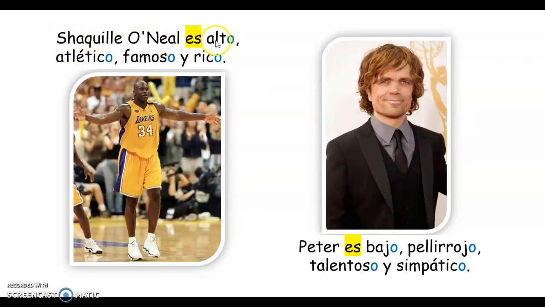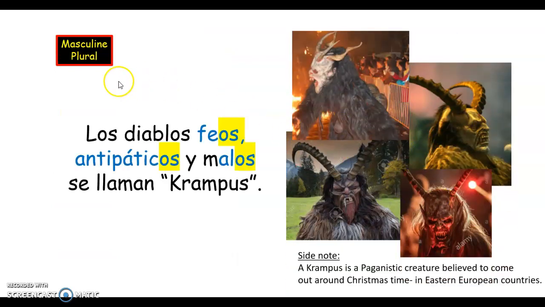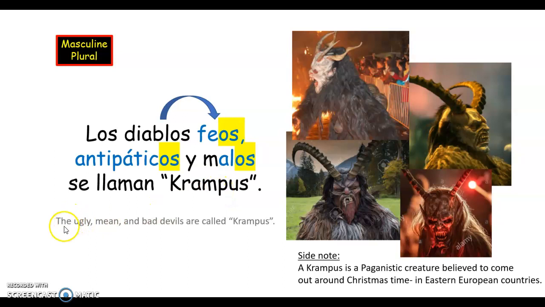Otros ejemplos, Shaquille O'Neal es alto, atlético, famoso, y rico. He's masculine singular, so they're all masculine singular. Peter es bajo, pelirrojo, talentoso, y simpático. Again, masculine singular. If the subject is masculine plural, like diablos, then everything that comes after is masculine plural. Los diablos feos, antipáticos y malos se llaman Krampus. So literally the ugly, mean, and bad devils are called Krampus.